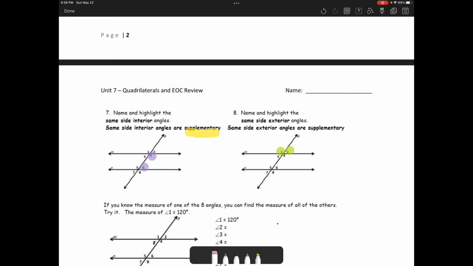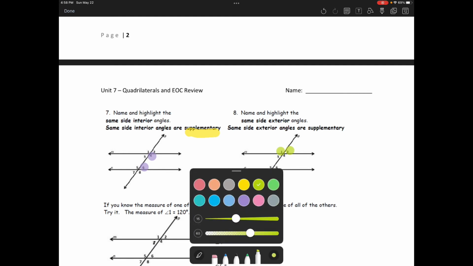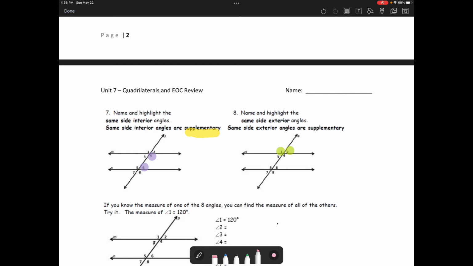Although let's use a different color so we won't confuse them. Let's do pink. And so we could say 7 and 8 are also same side exterior angles. Okay, so those are supplementary.